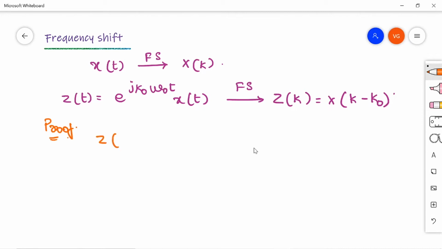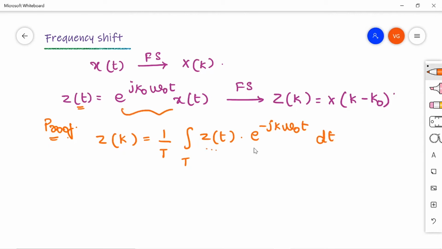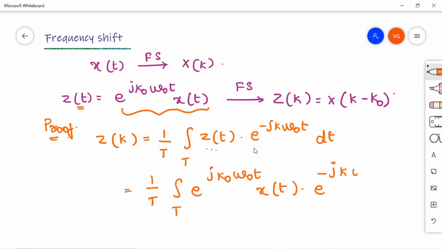Again, the same way, apply Fourier series on z of t, that is z of k is equal to 1 by T, I am just writing the definition, right? Integral of z of t e power minus jk omega naught t dt. Now replace z of t with the signal that you have assumed. That is 1 by T integral over T e power j k naught omega naught t x of t multiplied by e power minus jk omega naught t dt.